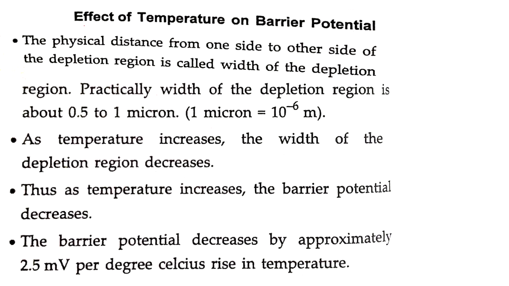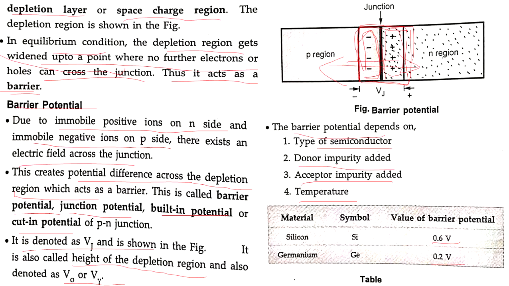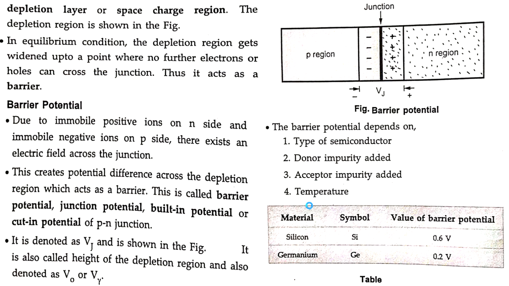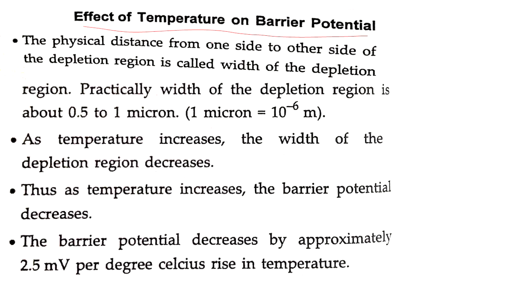Then what is the effect of temperature on barrier potential? We have seen the factors which decide the barrier potential value. One is the type of semiconductor, another is the impurity atom, whether it is donor or acceptor, and the last one is the temperature. About the effect of temperature on barrier potential, right? Practically the width of the depletion layer is 0.5 to 1 micron. As the temperature increases, the width of the depletion layer decreases, right?